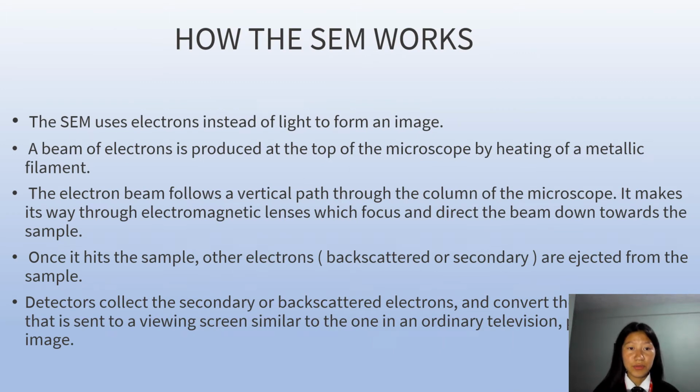How SEM works: the SEM uses electrons instead of light to form an image. A beam of electrons is produced at the top of the microscope by heating a metallic filament. The electron beam follows a vertical path down the column of the microscope. It makes its way through the electromagnetic lenses, which focus and direct the beam down towards the sample. Once it hits the sample, other electrons are ejected from the sample. Detectors collect the secondary or backscattered electrons and convert them into a signal that is sent to a viewing screen, similar to the one in an ordinary television, producing an image.